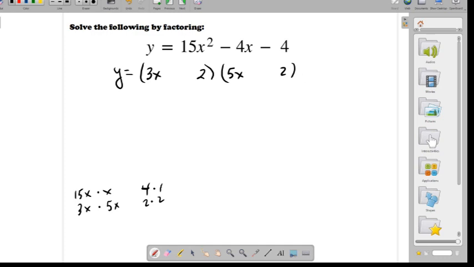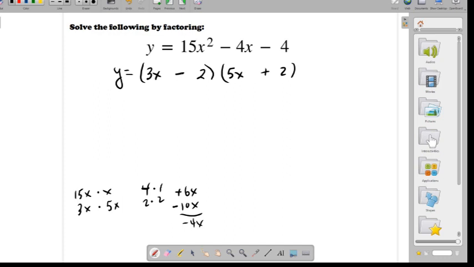3x times 2 gives us outside terms of 6x. 2 times 5x is 10x. For the inside terms, we need a negative 4. This will work if the 10 is negative and the 6 is positive. That gives me my negative 4x. So my 6x has to be positive, and my 10x has to be negative.